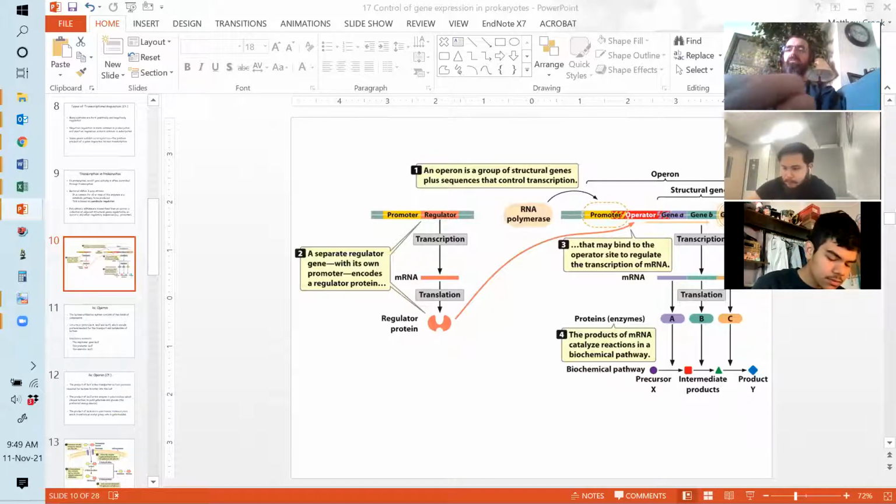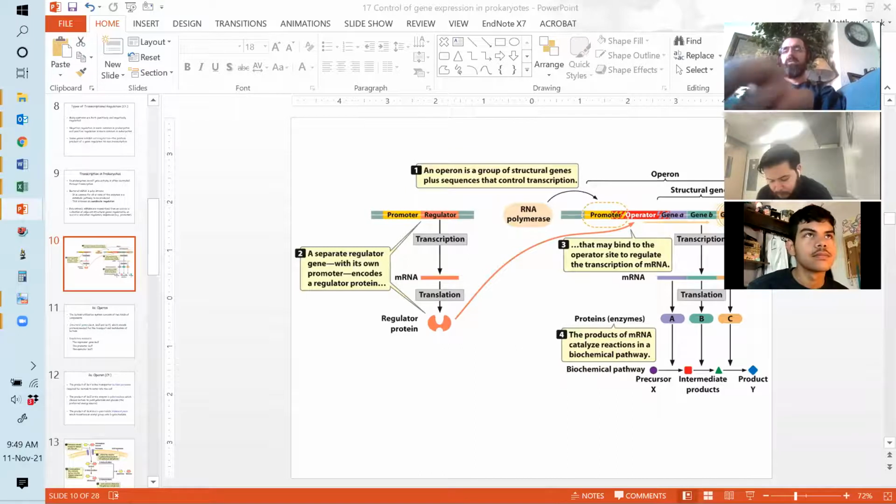So if they have glucose present, they will, I don't know, keep switched off, that's clunky language unfortunately, any operon that is involved in metabolizing different energy sources.